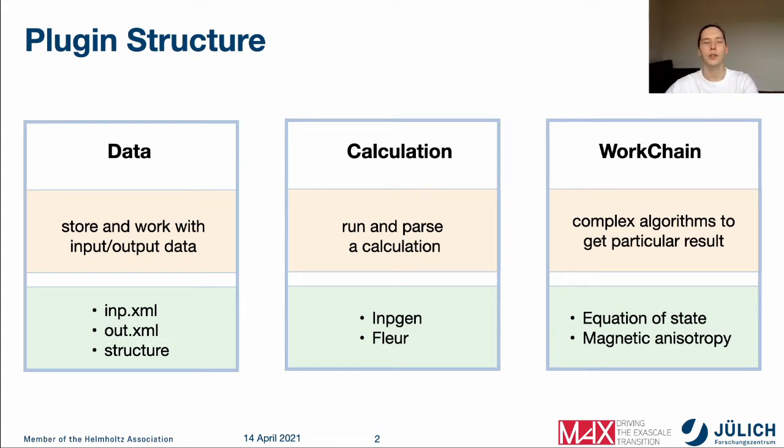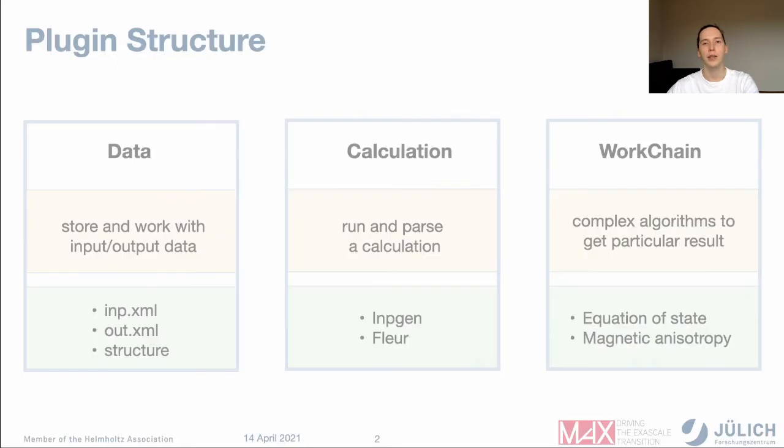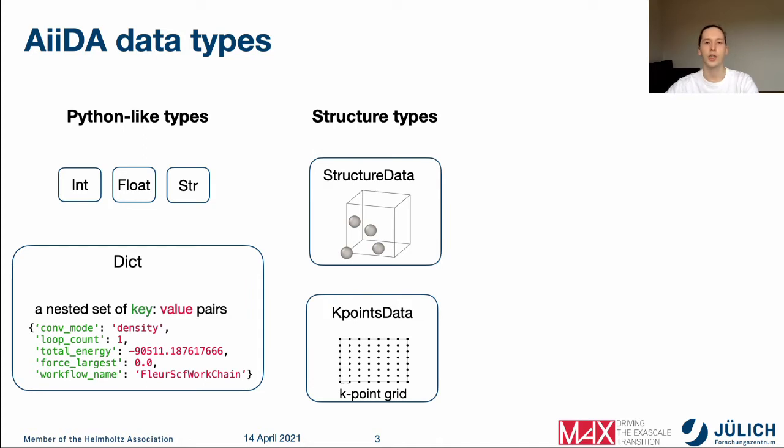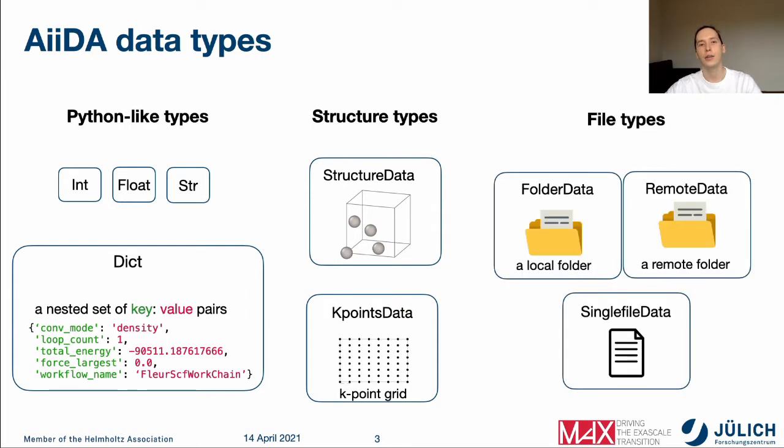To begin with, let's talk about the data types implemented in AiiDA. First of all, AiiDA implements the Python-like data types, for example, an integer number, a string, or a dictionary, which basically gathers all aforementioned data types for convenience. Structures are also represented in AiiDA. There's a special structure data object that helps one to deal with structures. And finally, one can work with the file data types. For example, a folder data represents a given folder, and remote data represents a folder on the computer where you performed your calculation. Single files also can be represented in AiiDA, for example, the input.xml file.